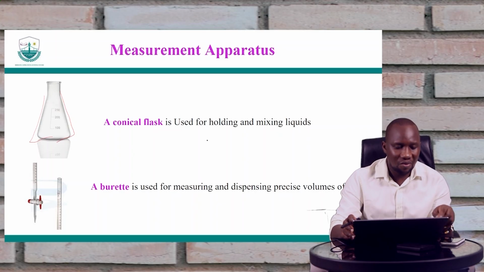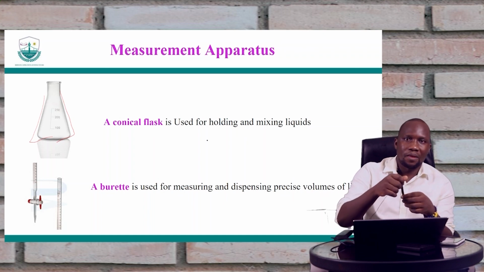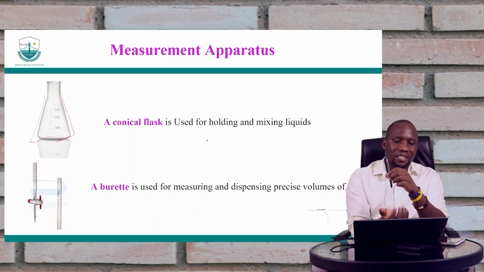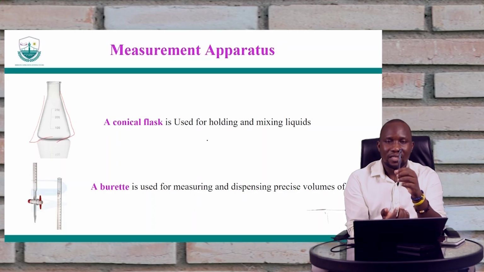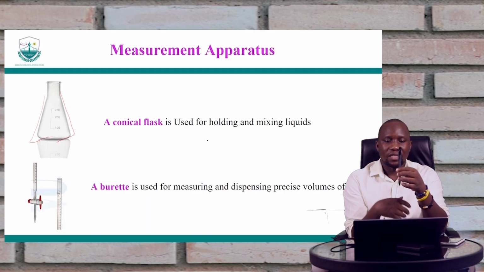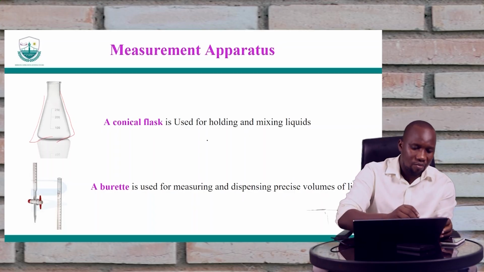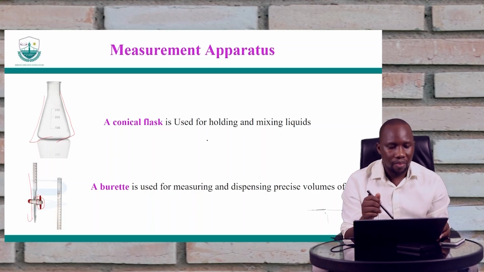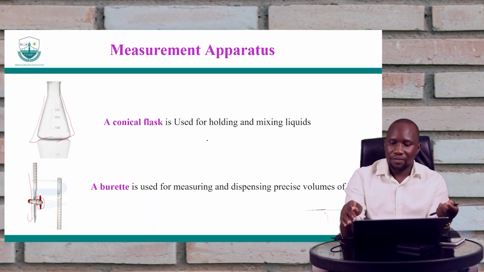The burette, graduations for measuring and dispensing, letting the fluid move to another container. It can be a beaker, it can be a conical flask. Okay, that is what we call dispensing. You open at this end and let the liquid flow. That is dispensing, making sure it flows into. Okay, so that's the burette.